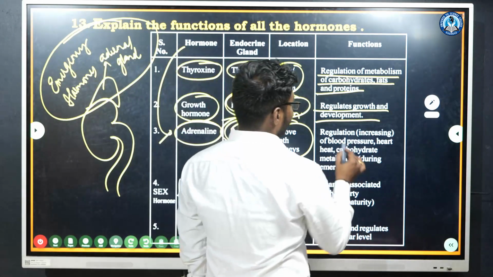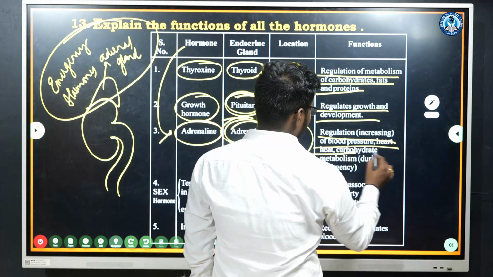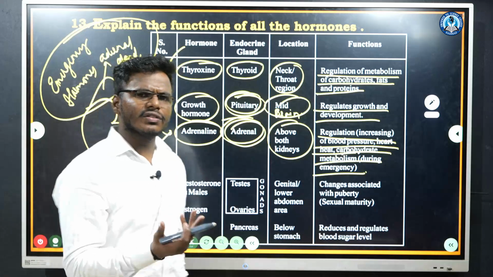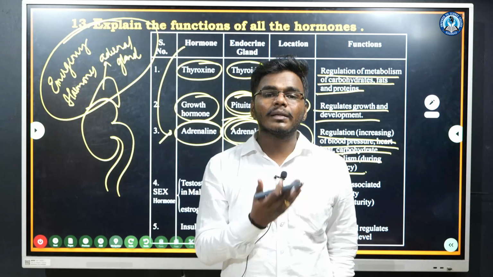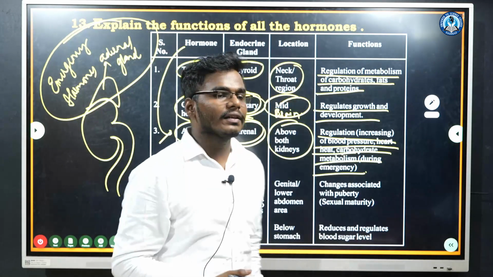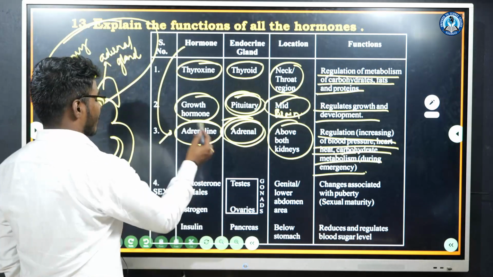That is why it regulates increasing blood pressure, heartbeat, carbohydrate metabolism during the emergency. That is, whenever you see a cheetah, automatically you feel fear, you start sweating, your heartbeat increases, your respiration also increases. So everything is controlled by your adrenal gland that produces adrenaline.